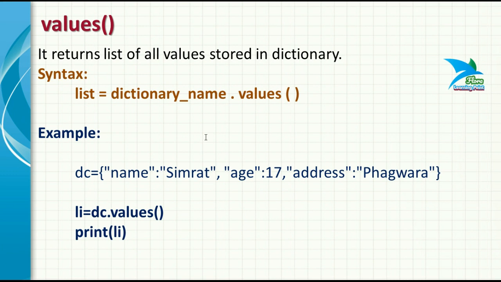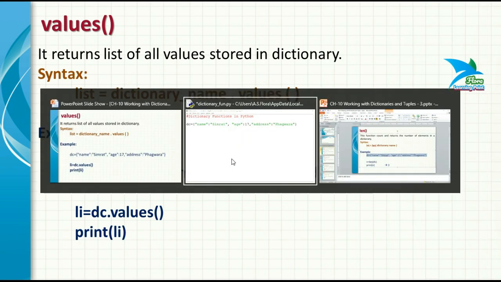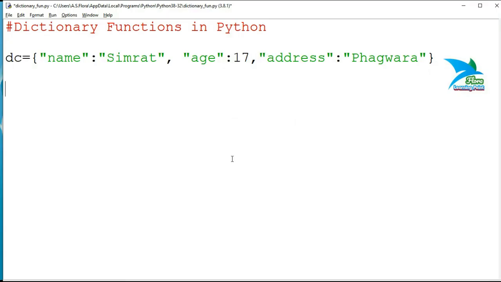Next we are having the values function. It returns a list of all values stored inside a dictionary. As we know, the keys function is used to return all the keys, and this function is used to return the values belonging to those keys. So let's check how we can make use of this function.